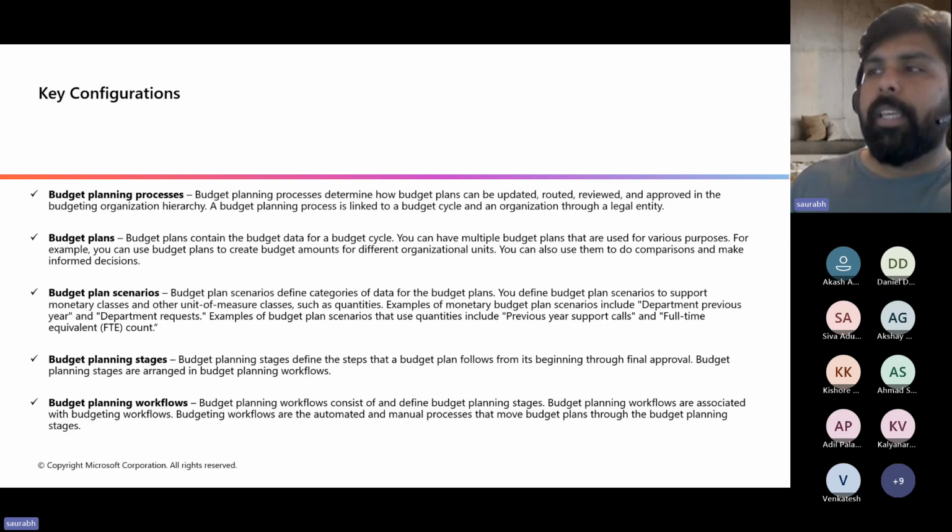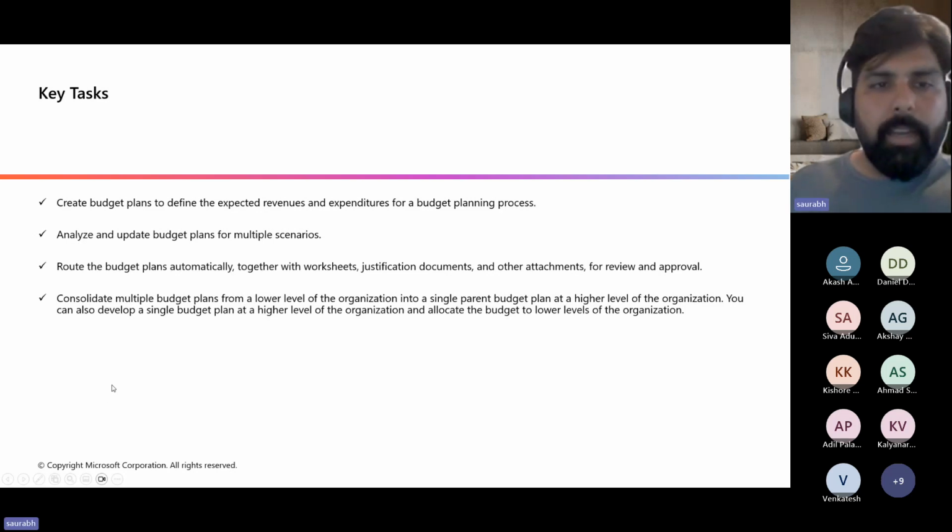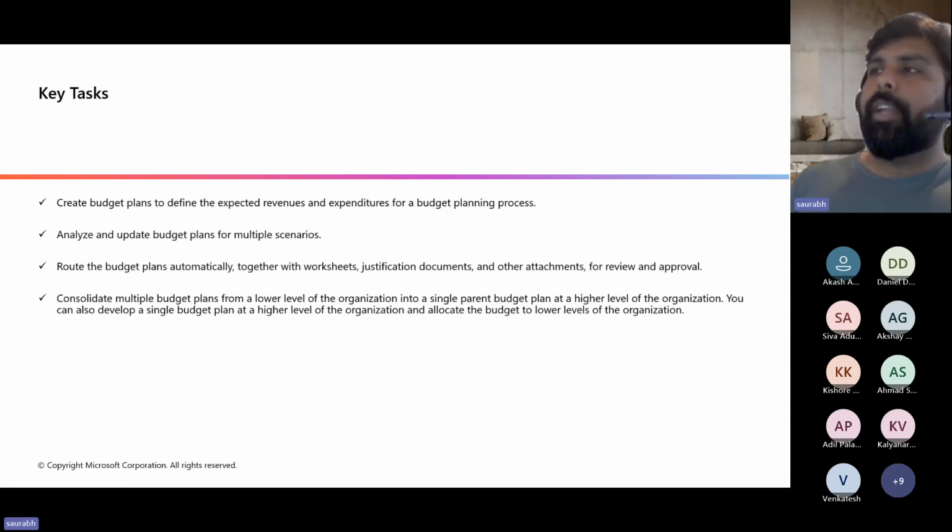So these are some key terms or the configuration you need to understand by the definition that we need to configure in budget planning. Now, once you have the configuration, what are the things which you can do using this particular budget planning module? So you can create your budget plans, right, for your revenue and expense.